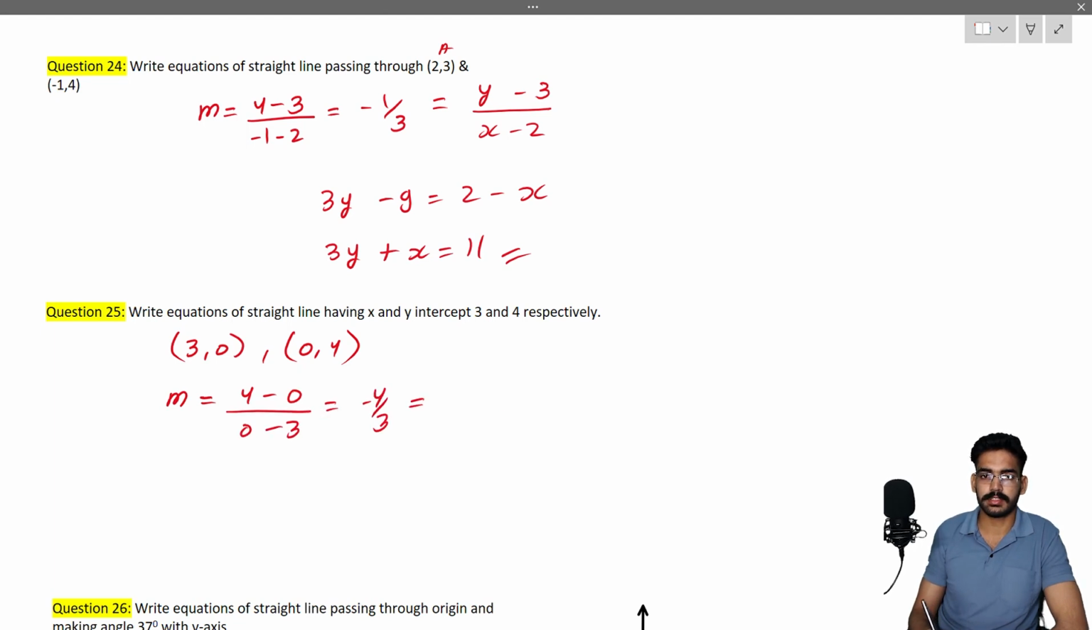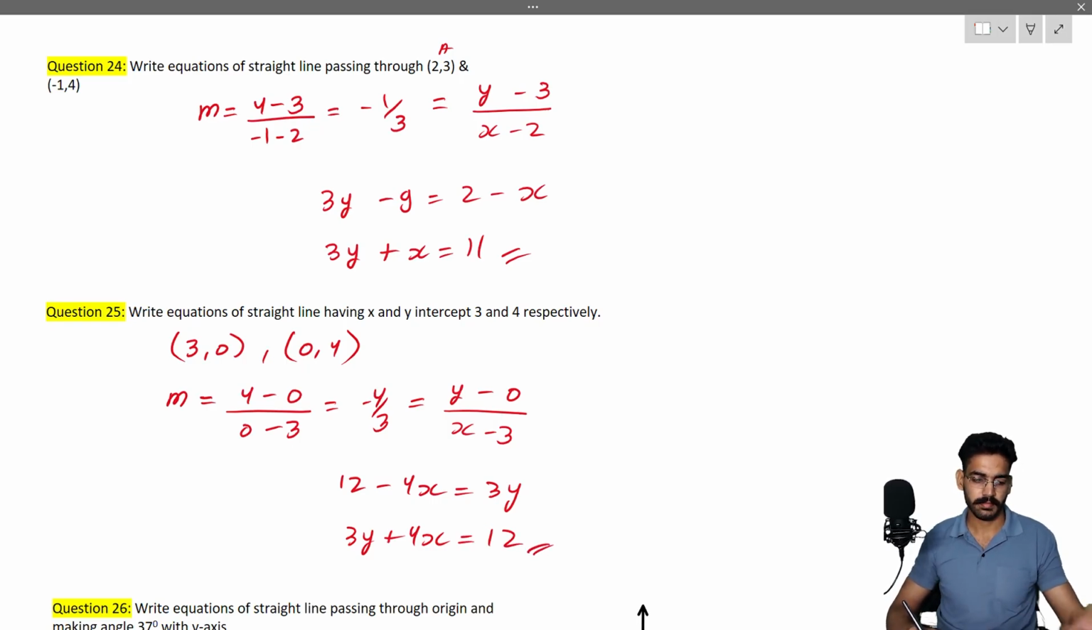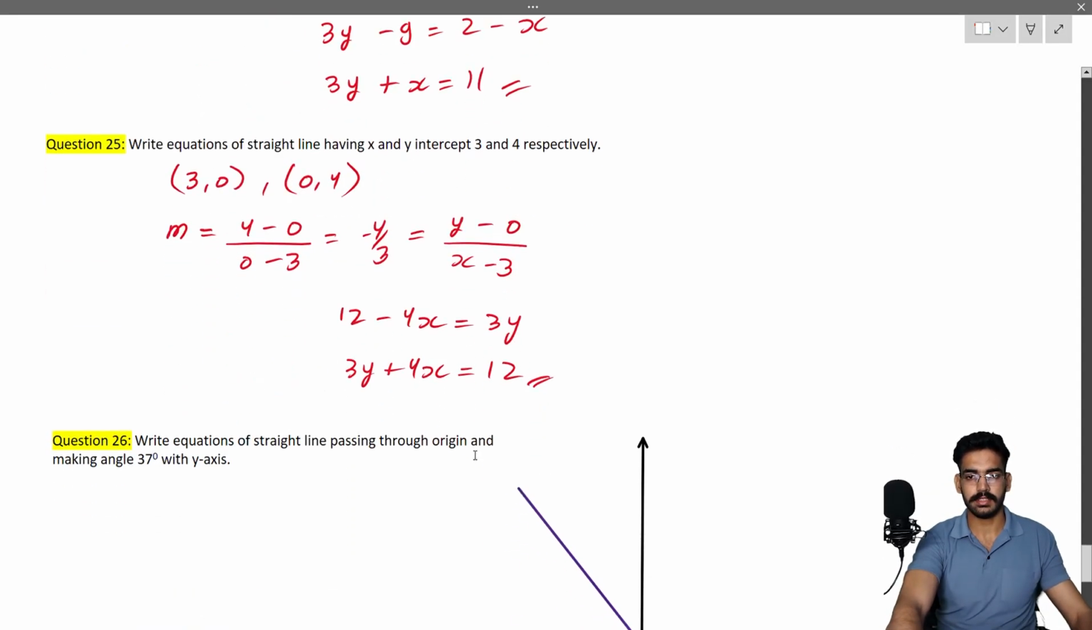Now slope is equal to, any one point you can pass, and y minus 0 divided by x minus 3. Okay, so from here I can say cross multiply you can do, so that is 12 minus 4x is equal to 3y. So 3y plus 4x is equal to 12. Okay, this is my equation of the straight line. Okay, I hope this is clear. Now let's go for the next question.